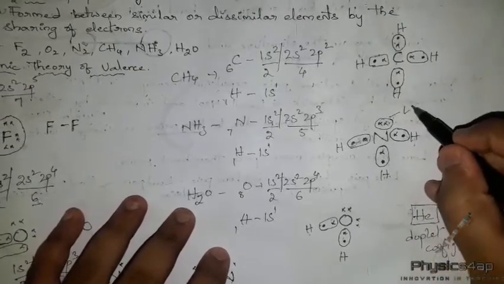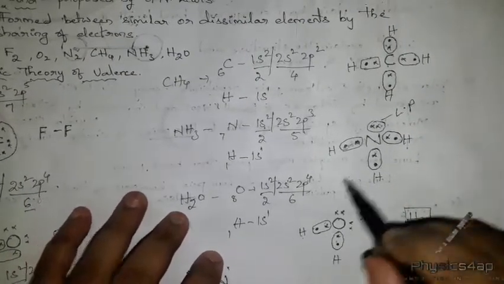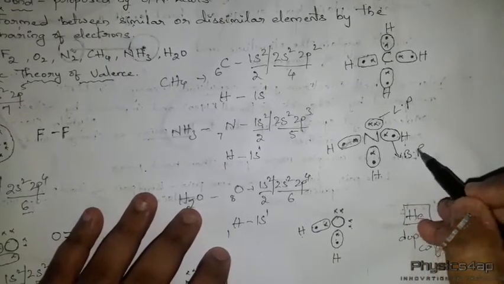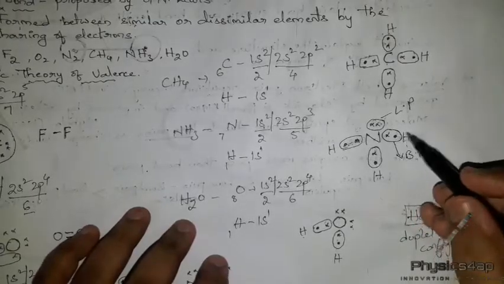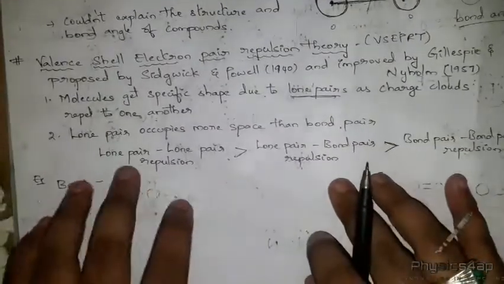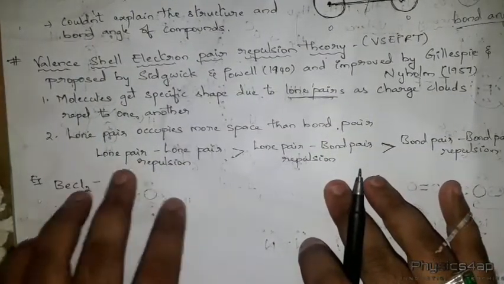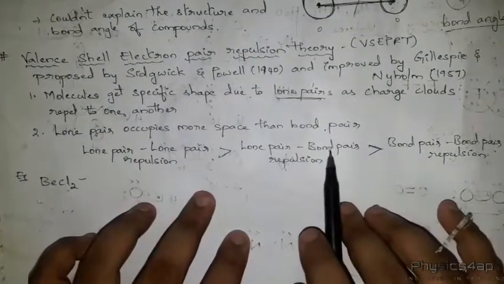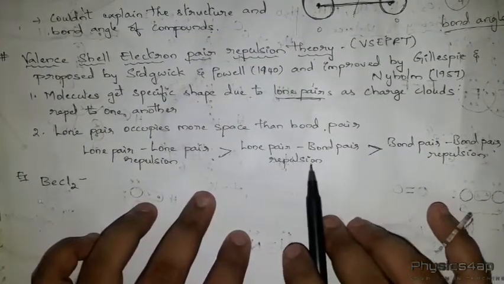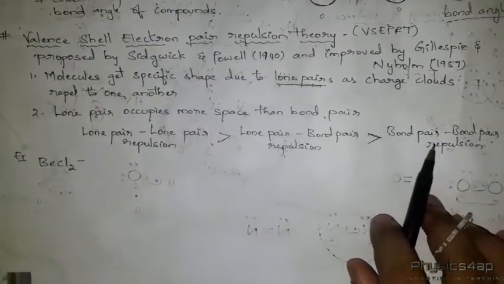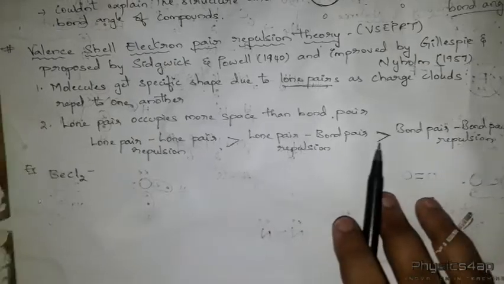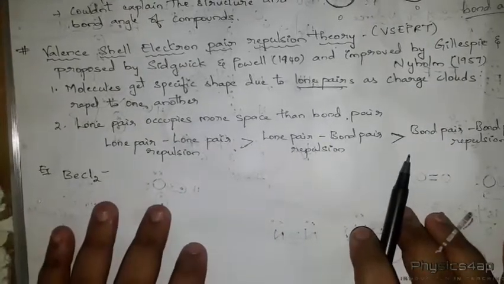Now this is called a lone pair, which does not participate in bond formation, and this is called a bond pair, which participates in the formation of a bond. Now if we see here, lone pair-lone pair repulsion will be greater when compared to lone pair-bond pair repulsion, and lone pair-bond pair repulsion will be greater when compared to bond pair-bond pair repulsion. So you will get a clear understanding of the sequence and what it is used for.